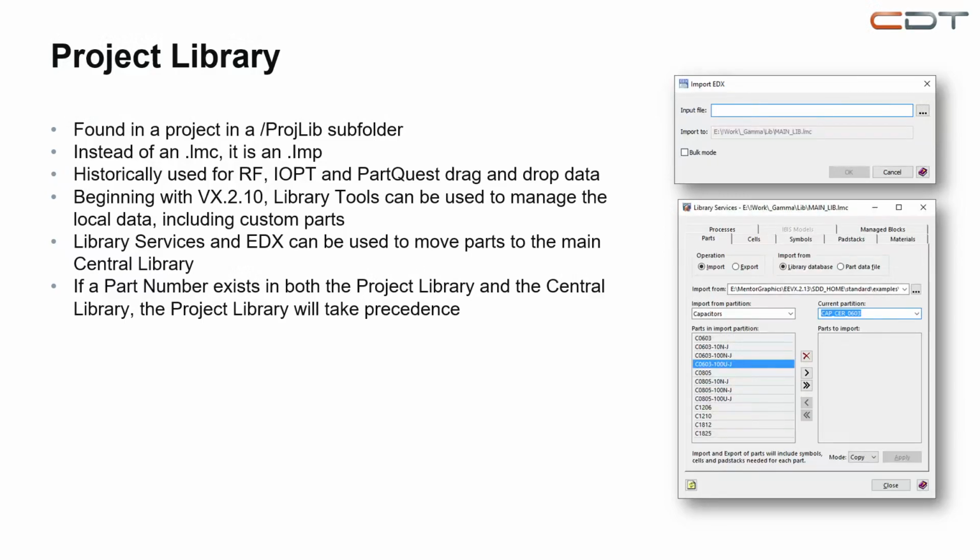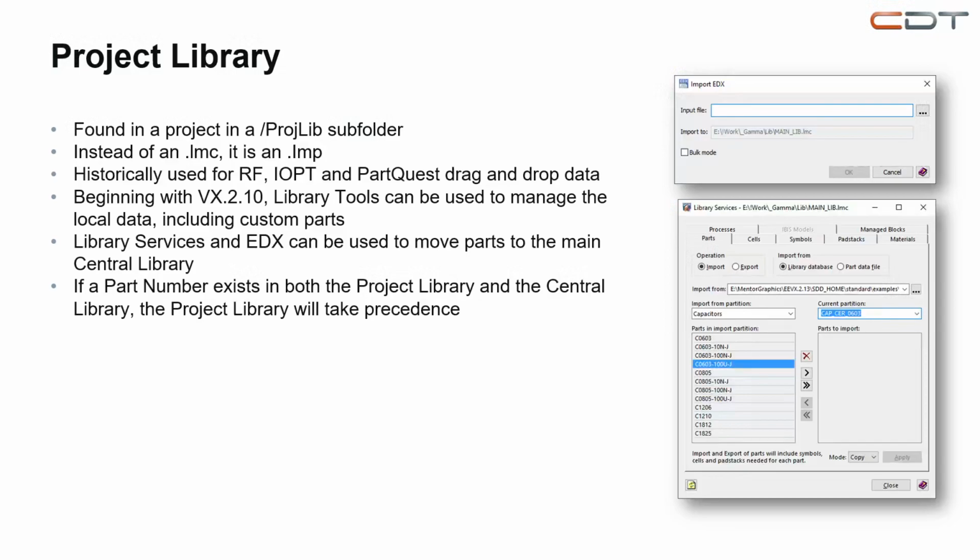The project library can be found in the project directory inside the projlib subfolder. Instead of the LMC extension, it has an LMP. Historically, the project library was used for radio frequency, IOPT, and PartQuest drag and drop data. Starting with VX 2.10, library tools can be used to manage local data, including custom parts, so you can now work with the project library.